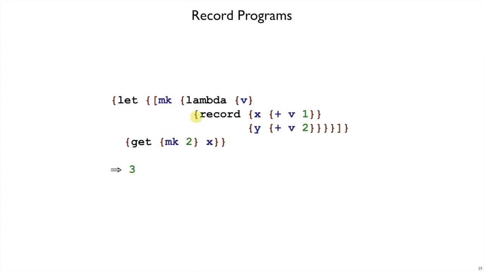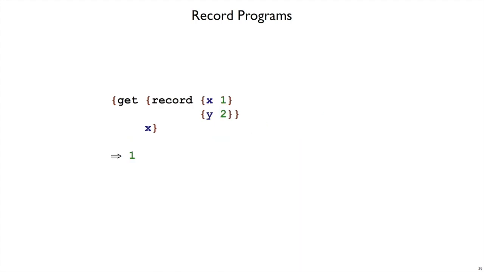We can put record anywhere since it is an expression, so we could put it inside of a lambda. In this example, we're binding make to be a function that takes v and creates a record based on v. The x field is initialized to v plus 1 and the y field is initialized to v plus 2. So here is where I have get and I have an arbitrary expression in place of the object expression. So make2 is going to make a record where the x field is 3, so when I get x out of it, that's why we get 3 as the result here.